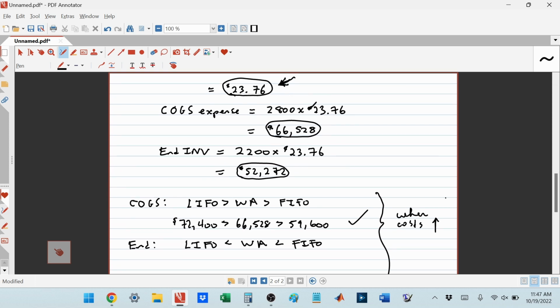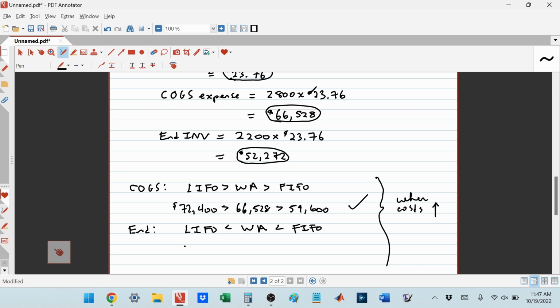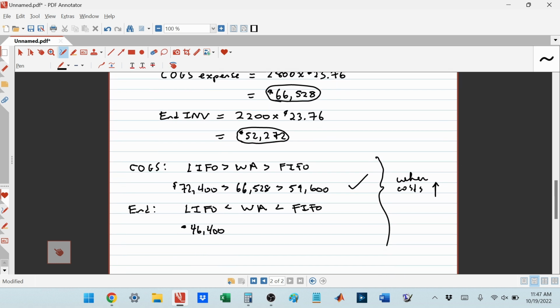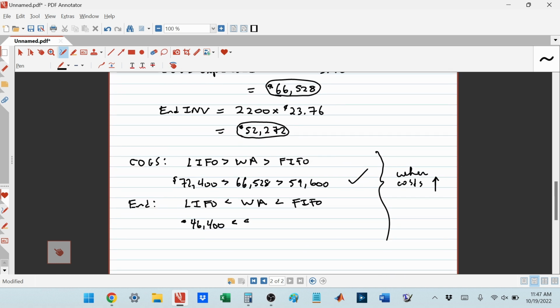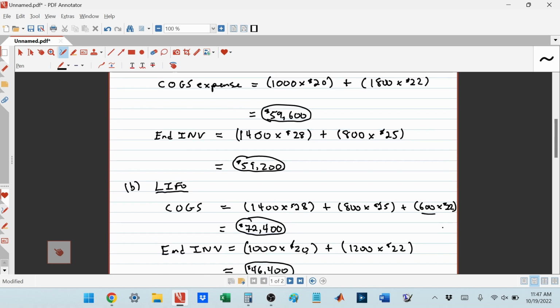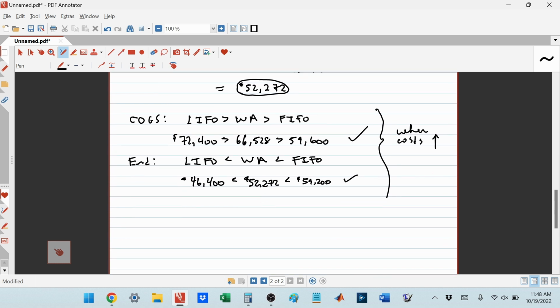All right, so our ending inventory under LIFO, 46,400. Our ending inventory under weighted average, 52,272. And our ending inventory under FIFO was 59,200, the biggest. So at least we satisfy the inequality. It doesn't mean that we didn't make an error, but at least, we satisfy it.